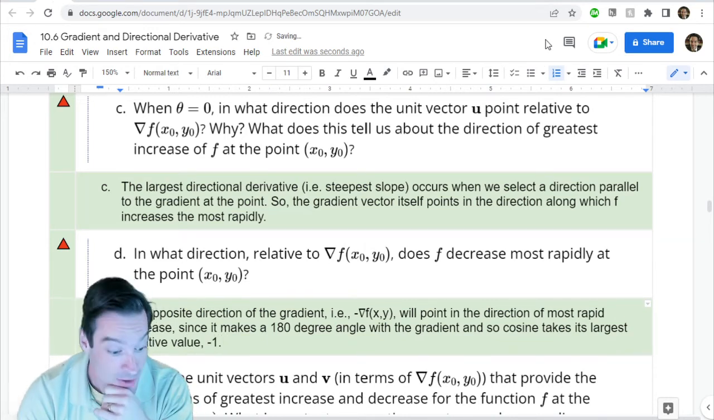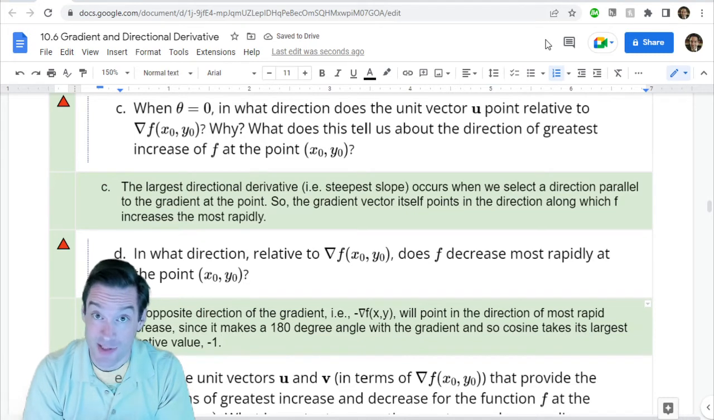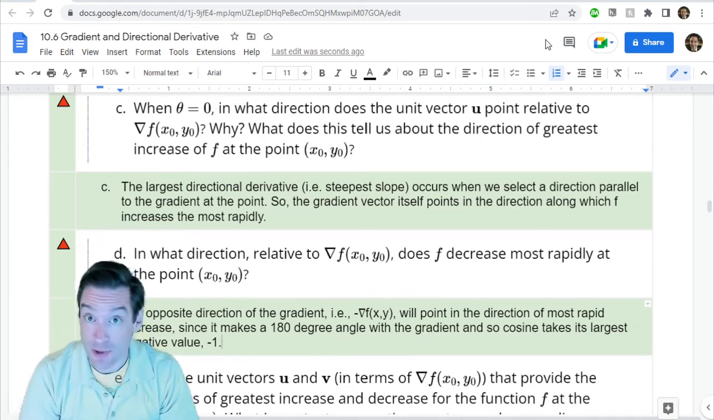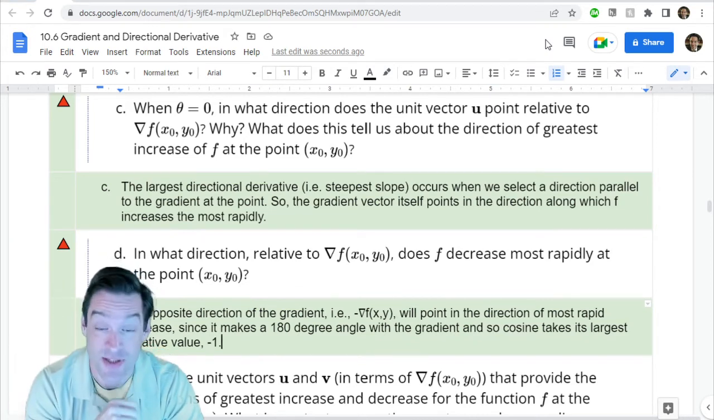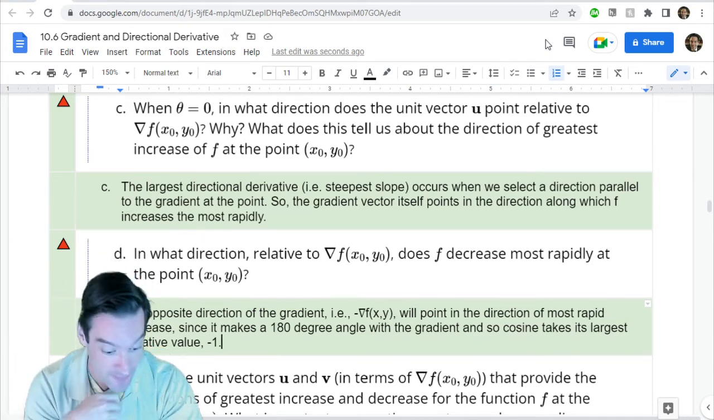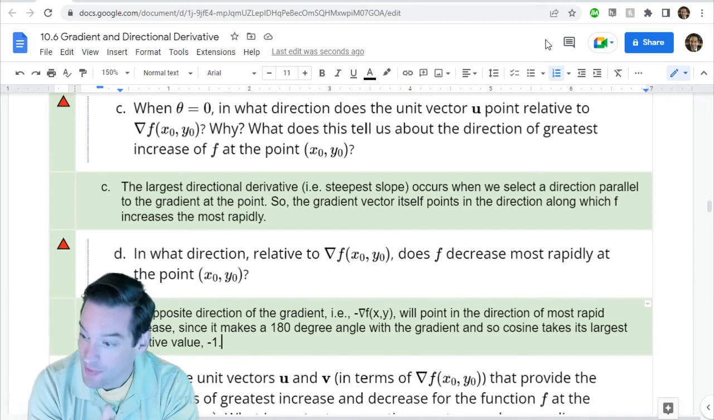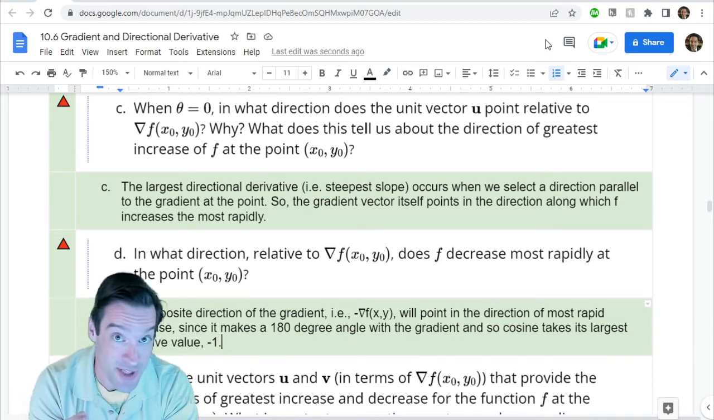Right. So if I want to go uphill as quickly as possible, I follow the gradient. If I want to go downhill as quickly as possible, I find the gradient and then I walk exactly in the opposite direction as the gradient was pointing. This, by the way, is something that nature does a lot.